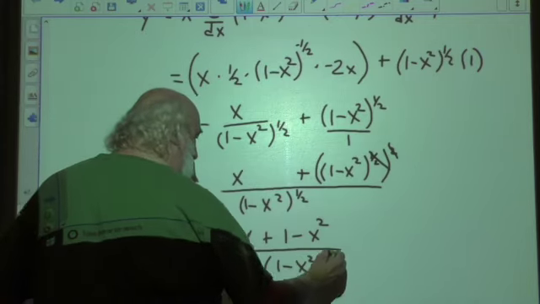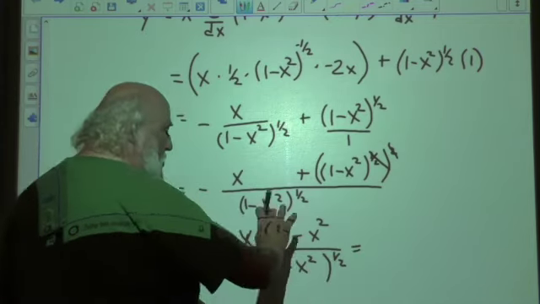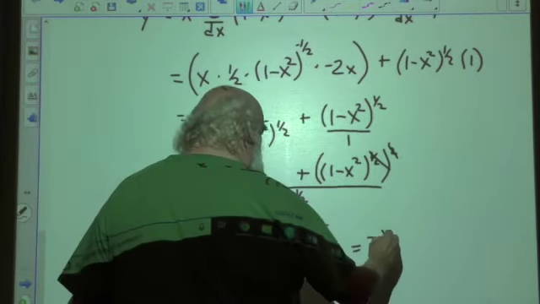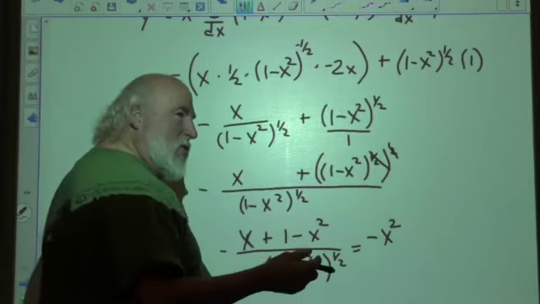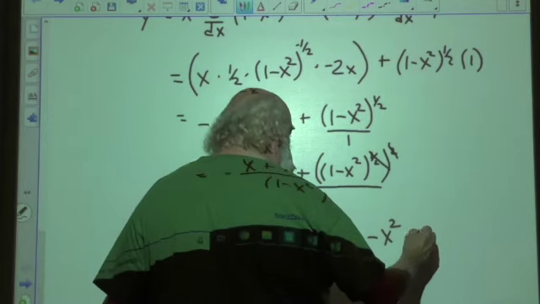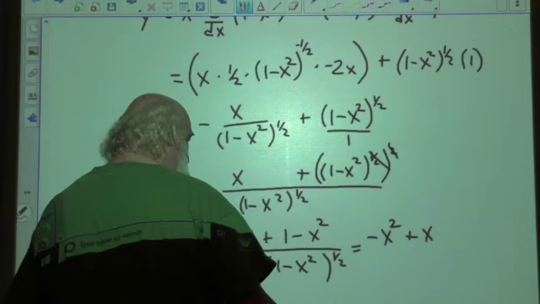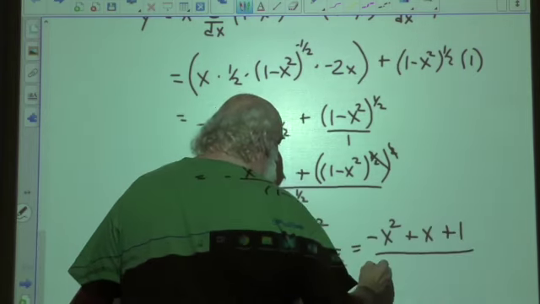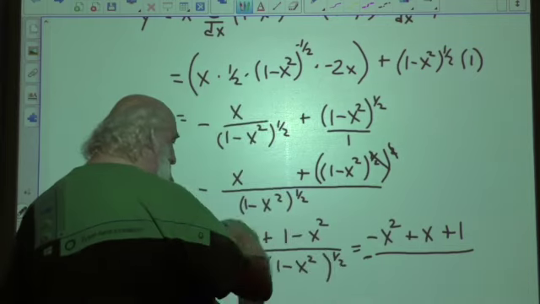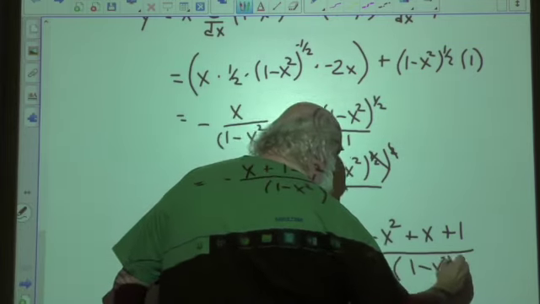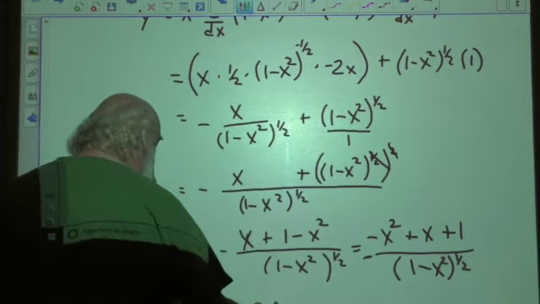to the 1/2 power. And I'll just rearrange this so I've got everything in order here. This will be negative x squared. They generally like descending order in exponents. Negative x squared plus x plus 1 over, and the whole fraction is negative, 1 minus x squared to the 1/2 power over the square root of 1 minus x squared.